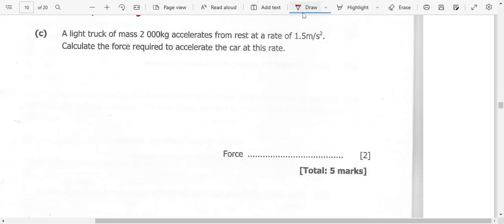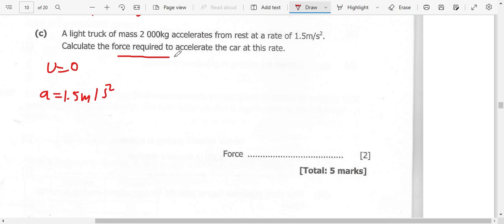Okay. A light truck of mass 2000 kg accelerates from rest. If they say it accelerates from rest, what's the initial speed of this truck? Zero. The initial speed is 0. And then it accelerates at a rate of 1.5 meter per second squared. Look at the unit: what is this for? This is acceleration. So they've given you the acceleration as 1.5 meter per second squared.